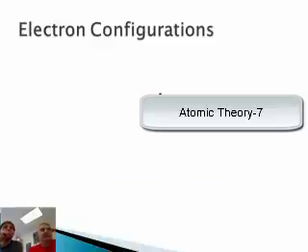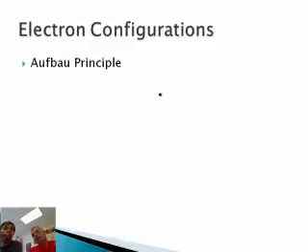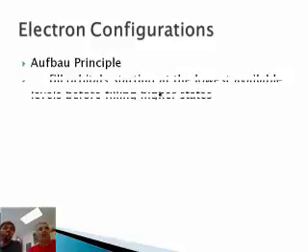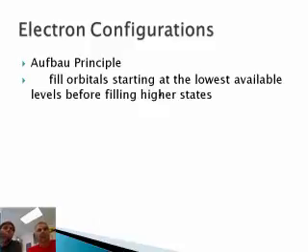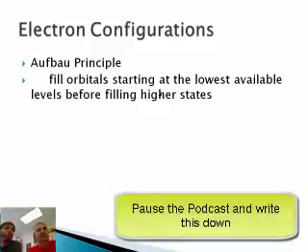So electron configurations follow a couple of rules, or principles technically. First one's called the Aufbau principle. Probably going to pause the podcast right here, and this is it. They fill orbitals starting at the lowest available levels before filling higher levels. Pause, write that down real quick.